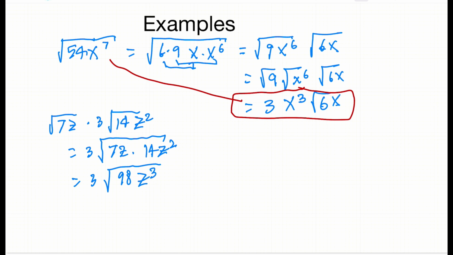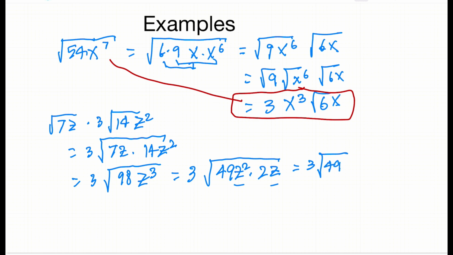Now we can break up this 98. Another way of writing this is 49 z squared times 2 times z, because we know 49 times 2 is going to be equal to 98, and we just took the z cubed and turned it into z squared and z to the power of 1. So using our multiplication property, we can break this up again. We get the square root of 49 z squared times the square root of 2z. We just use the multiplication property in reverse again.